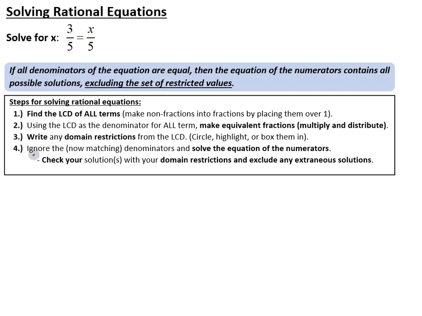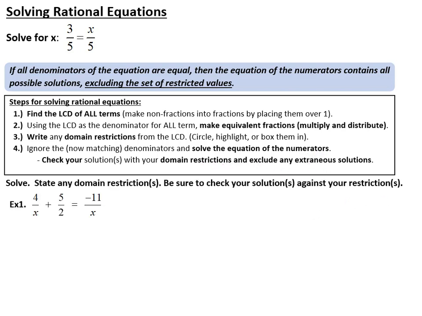Step 4 is ignore the now matching denominators, kind of like we could ignore these 5s, and solve the equation in the numerators. In this case, 3 equals x. Didn't require any extra steps. Okay, check our solutions though with any restricted values and make sure to throw out any conflicting answers there.